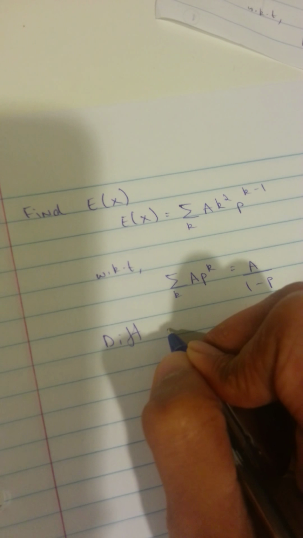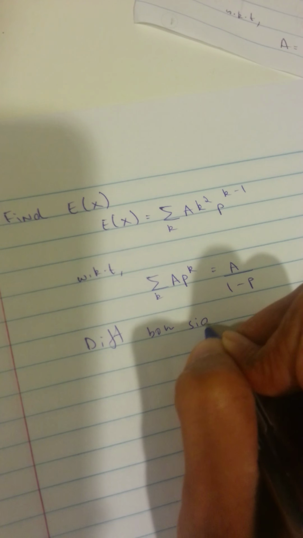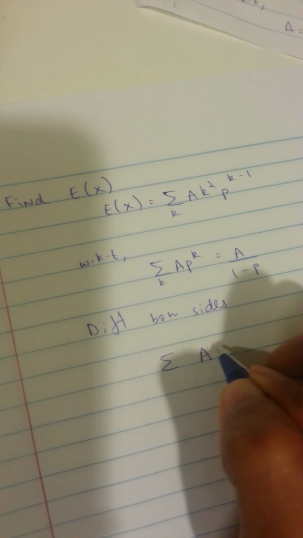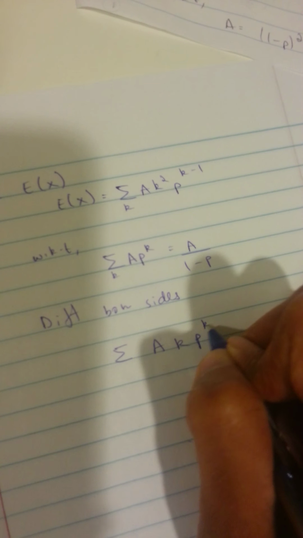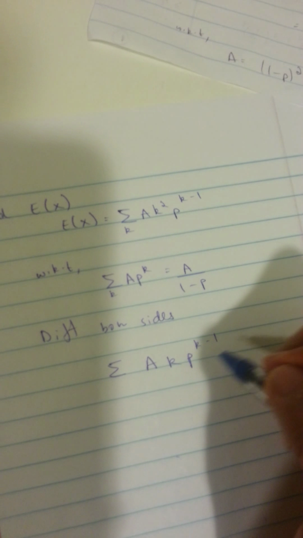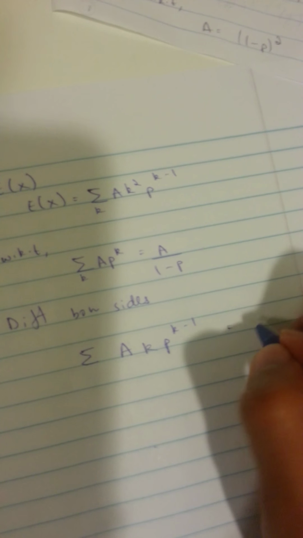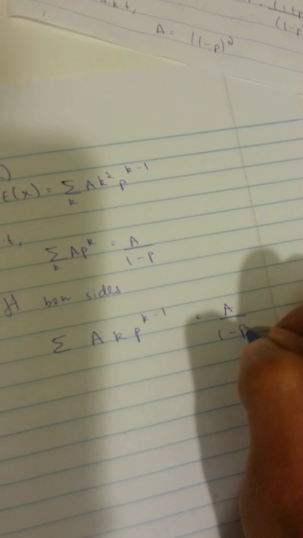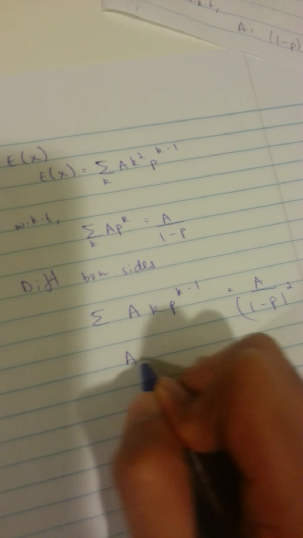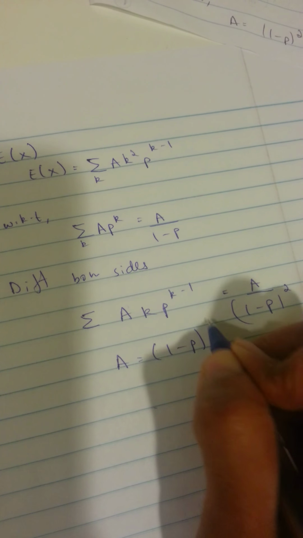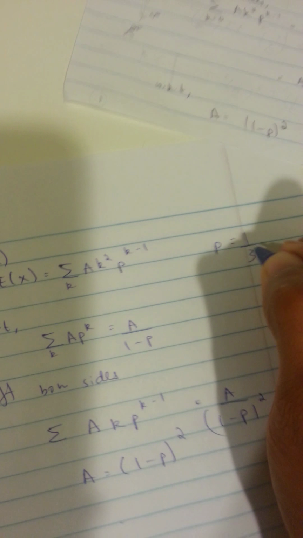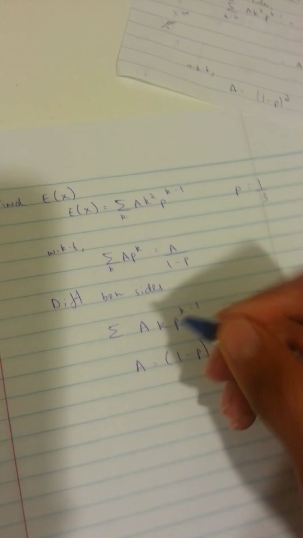Differentiating both the sides, we have summation a k p to the power k minus 1. Differentiating with respect to p, the differentiation of p to the power k is k into p to the power k minus 1, which is equal to a by 1 minus p the whole square. So this is again equal to 1. So we get a is equal to 1 minus p the whole square. We have generalized p. Here in our case p is equal to 1 by 3. We have just substituted 1 by 3 to be p so that the derivation becomes simpler.